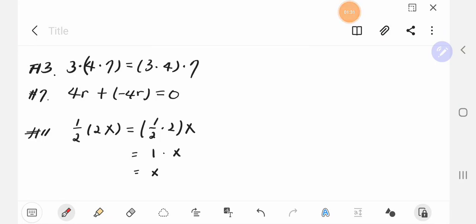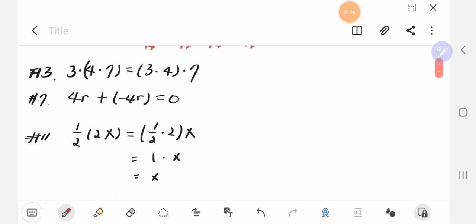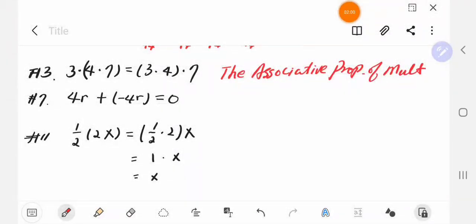Okay, number 3. Identify the property of this equation. The numbers are in order, we didn't change the numbers. What we did is we just changed the grouping. So regrouping is the associative property of multiplication. The position of each number is not changed. What we changed is the grouping. So that's the associative property.